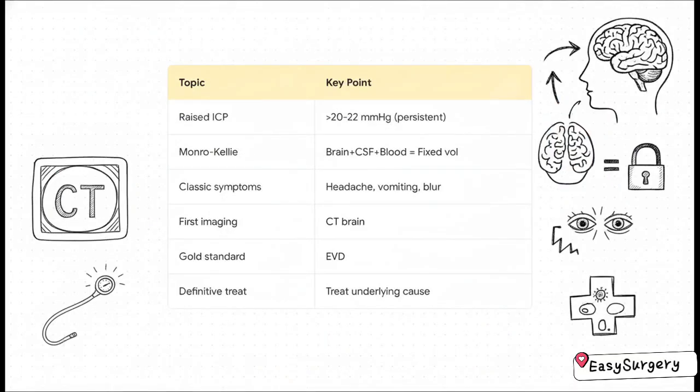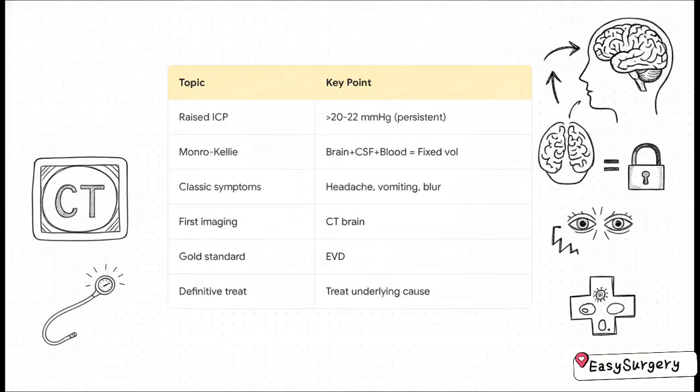Now, what's really amazing about this is it's basically your entire study guide. Let's complete our zero omission goal with a 60-second rapid revision. Normal ICP is 5 to 15. Raised ICP is greater than 20 to 22. The Monroe-Kelly formula dictates fixed volume. Earliest CN palsy is CN6. Classic symptoms are your morning headache, vomiting, and vision changes. Classic sign is papilloedema. Impending herniation shows as Cushing's triad.